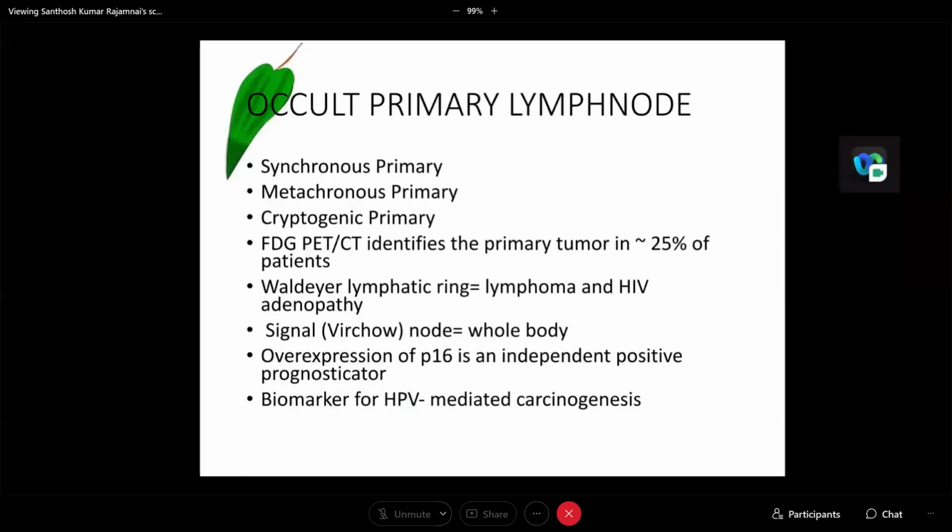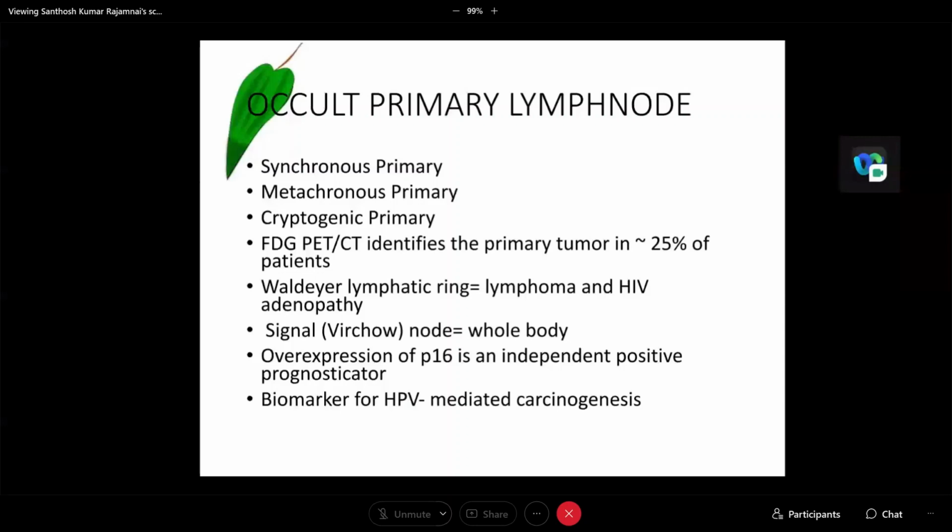And there are three types of occult primary lymph nodes. One is synchronous primary. A synchronous primary is when the primary and secondary are both diagnosed at the same time. The patient comes with dysphagia and you have a lymph node and you see that there is a malignancy in the piriform sinus. It is a synchronous primary.